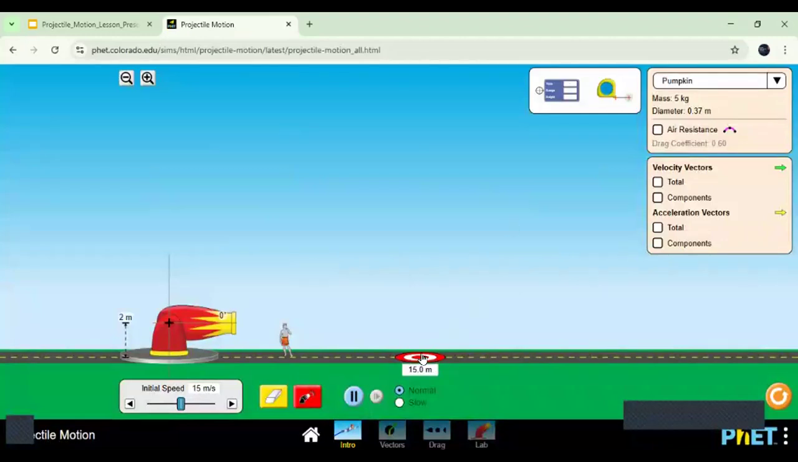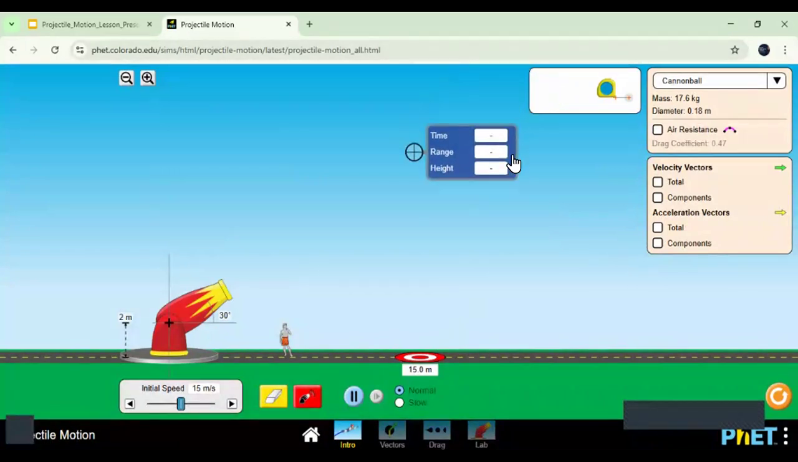We're going to follow step by step. First, this is a cannon. I'm going to set it first to 30 degrees. I will use a cannonball in it, and I'm going to use this to measure the range.